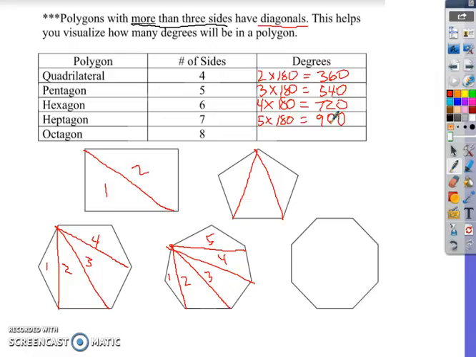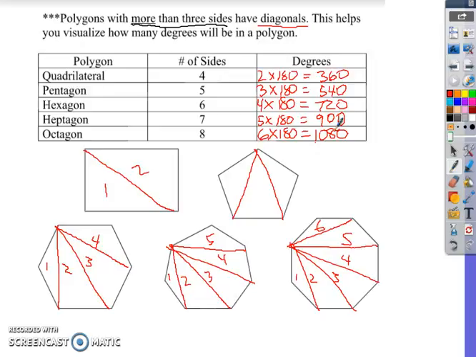Lastly, we have an octagon, and I'm going to draw 1, 2, yeah, that wasn't the most straight line, 3, 4, 5 diagonals. And I end up with 1, 2, 3, 4, 5, 6 triangles. 6 triangles times 180 results in 6 times 180 equals 1,080 degrees. All right. So in an octagon, there are 1,080 total degrees.